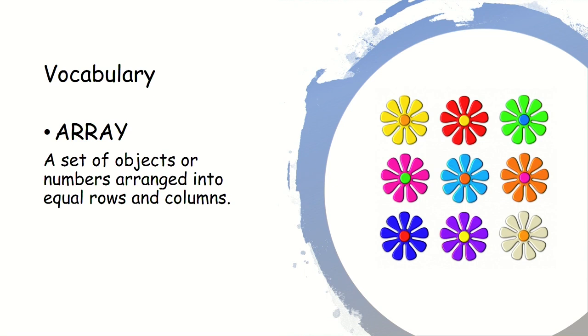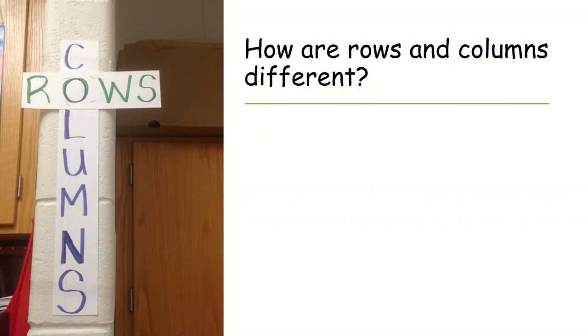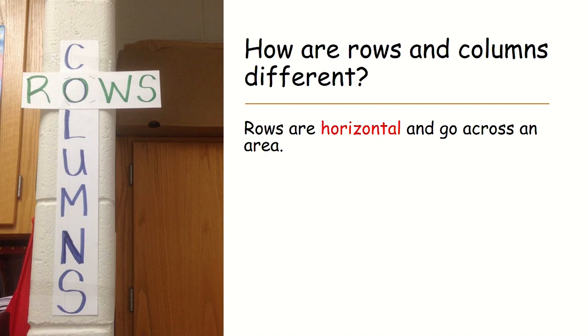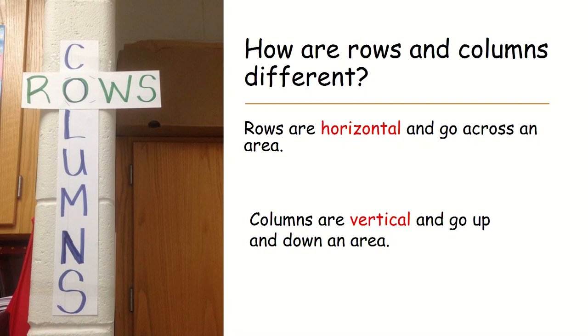Our other vocabulary word for this standard is array. An array is a set of objects or numbers arranged into equal rows and columns. Now you may be wondering, what is the difference between a row and a column? If you look here at the picture, we can see that rows are horizontal. That means they go across an area. And columns are vertical. They go up and down an area.